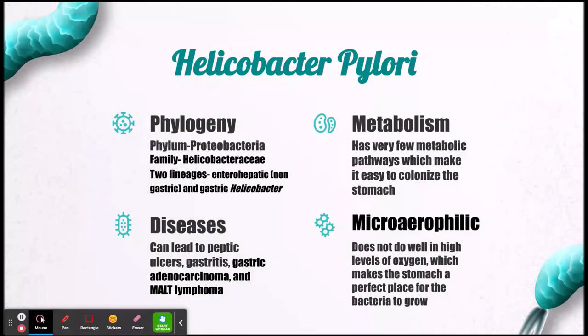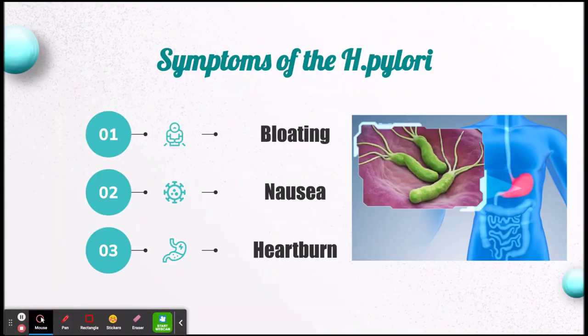Helicobacter pylori is a bacteria that can infect the stomach. There are two lineages, enterohepatic and gastric Helicobacter. H. pylori has very few metabolic pathways, which can make it easy to colonize the stomach and can lead to peptic ulcers, gastritis, gastric adenocarcinoma, and MALT lymphoma. Since H. pylori is a microaerophilic bacteria, it does not do well in high levels of oxygen, which makes the stomach a perfect place for it to grow.